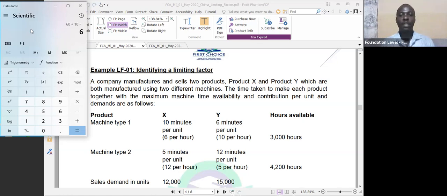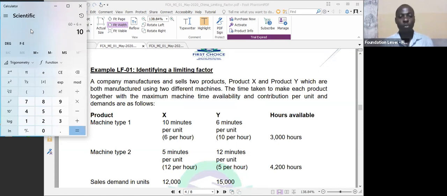Using the same reasoning, if you can make 1 unit of Y in machine type 1 in 6 minutes, how many can you make in an hour? We have 60 minutes making up an hour, and you divide it by 6 minutes per product, it means you are going to make 10 in an hour. And you are told that the maximum hours available for machine type 1 is 3,000 hours. It means that whatever combination you are doing, if you are making X 6 units in 1 hour and Y 10 units in 1 hour, for the whole hours available of 3,000 hours, you now have to check your combination.